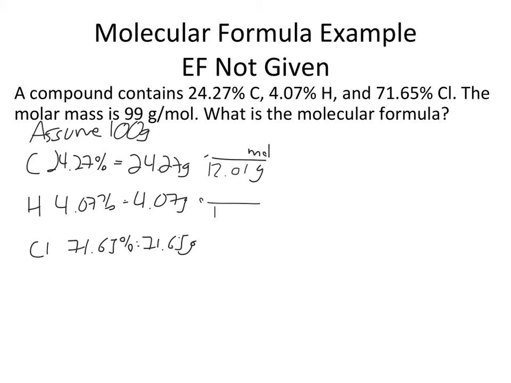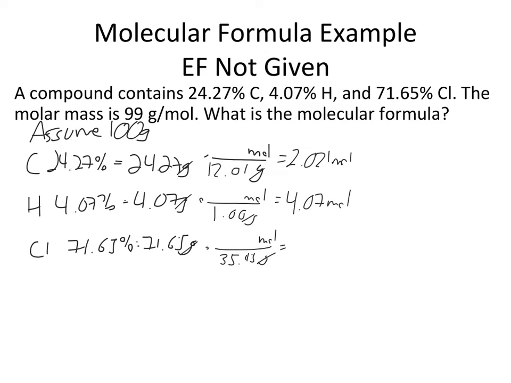For hydrogen, that's 1.00 grams per mole. And for chlorine, again, that's going to be 35.45 grams for every mole. So what we're going to see is that our grams will cancel out, all of these grams cancel out, and we'll be left with mole. So our value for this is going to be 2.021 mole. And for this one, just doing the calculations, 4.07 mole, and again 2.021 mole.